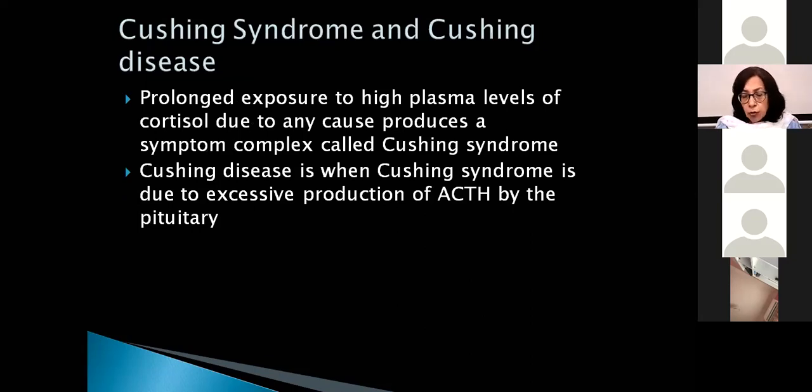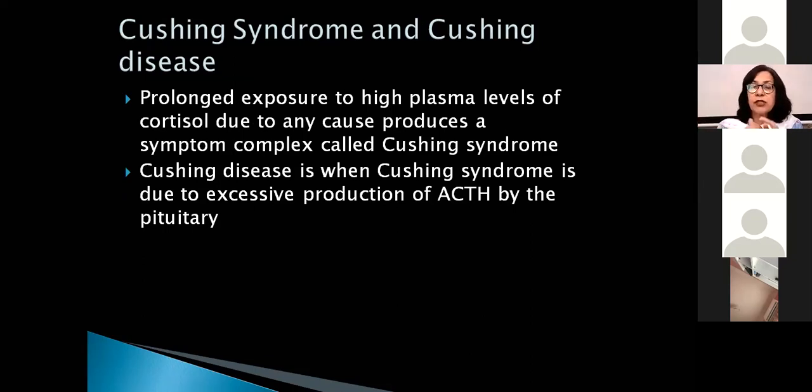When we were discussing the pituitary, I told you there are two things, Cushing syndrome and Cushing disease. If you remember, we discussed thyrotoxicosis and hyperthyroidism. If the symptoms are there, it is thyrotoxicosis. If the symptoms are due to increased secretion by the thyroid gland, it is hyperthyroidism.